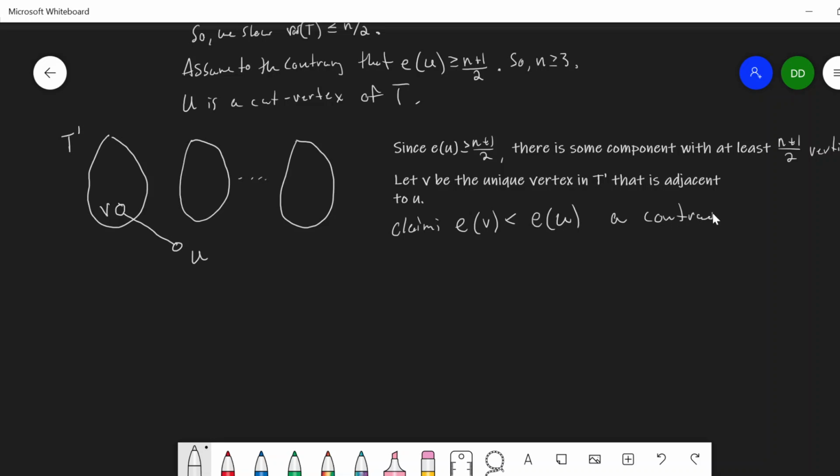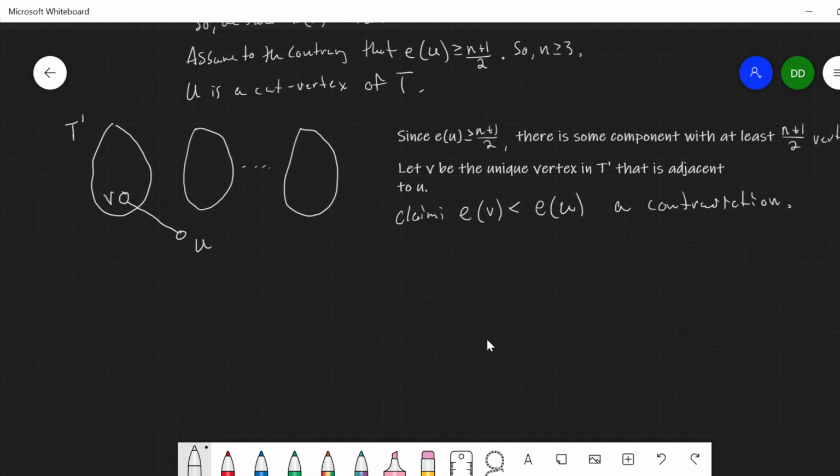So if I can just establish that, I'll be done. I'll have my contradiction, and we'll have our bound on the radius. So why is this true? Well, look at any vertex W in T prime. It doesn't really matter. So pick any vertex W in T prime.